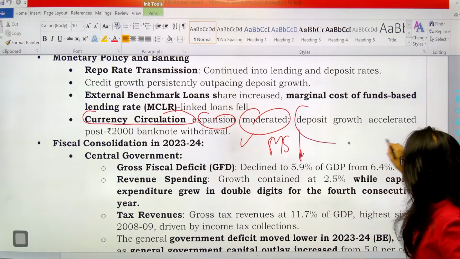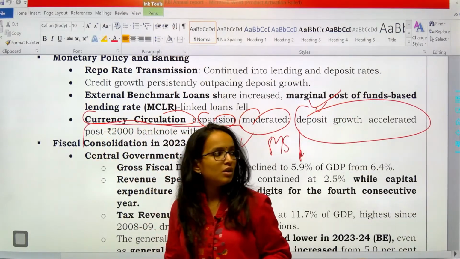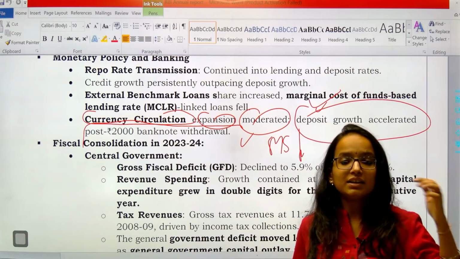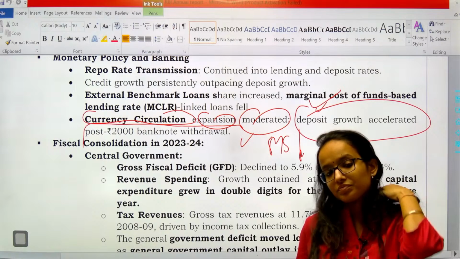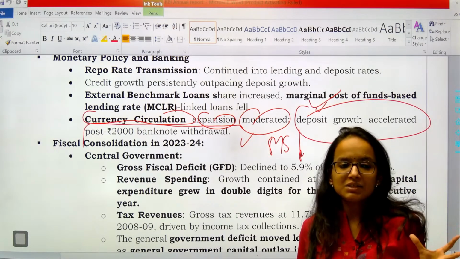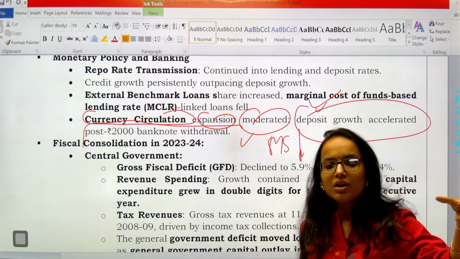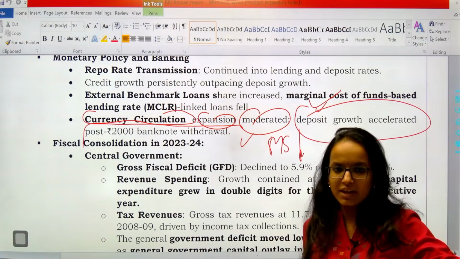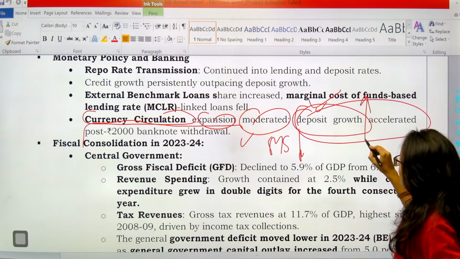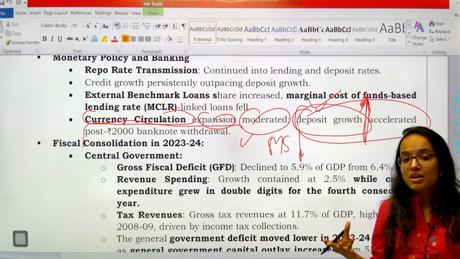Okay. Deposit growth accelerated post the 2000 banknote withdrawal. Here is another answer to your question which I just received, whether it is reflective of lesser household saving. No. We cannot generalize yes or no; rather we should find a way in between, right? As I told you, the method of investing those savings can change, and here the report says that deposit growth has accelerated. People are depositing more.